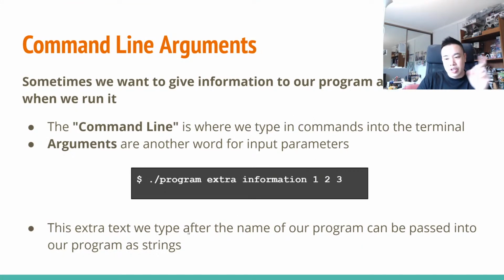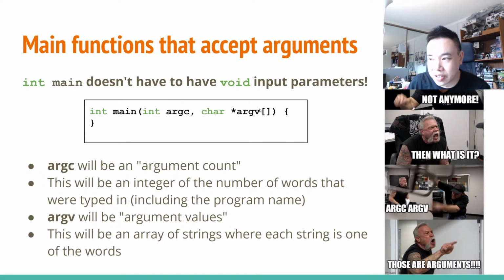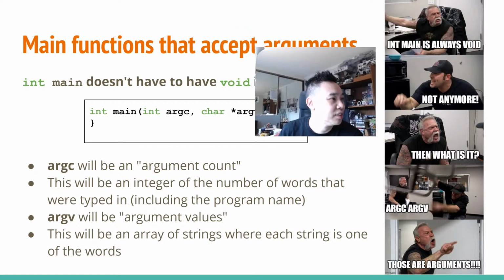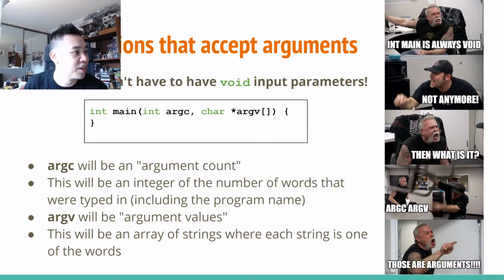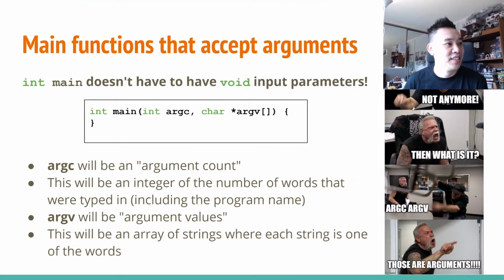Okay, so this extra text can be passed into our program as strings, and we do that with this line here. I have a meme. Let me just... There is nowhere to put my face. Okay, I'm just going to go in the other corner for the moment. We're going to talk about this meme because I like this meme, the American Chopper argument meme. So, int main's always void. No, it's not always void. Then what is it? argc and argv. Those are arguments, right? So I just love it. These guys get really angry. I've used this meme for lots and lots of different things over the years.